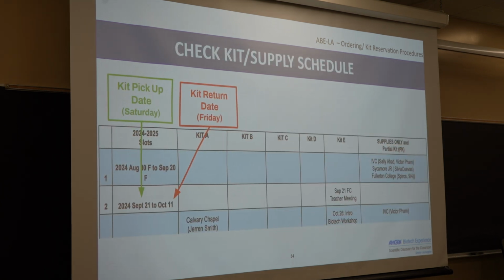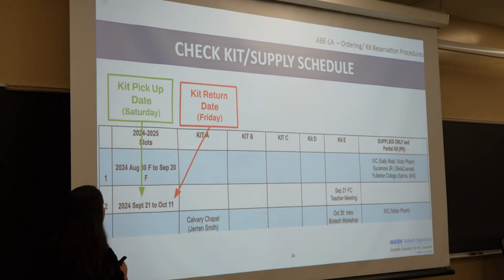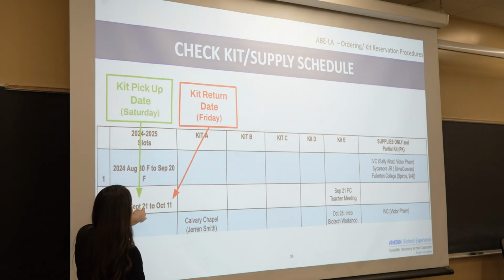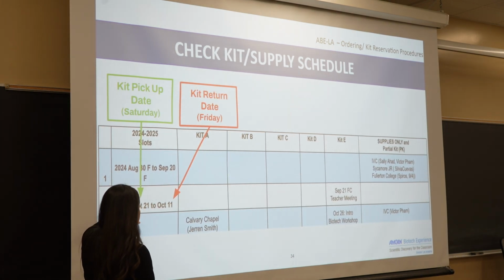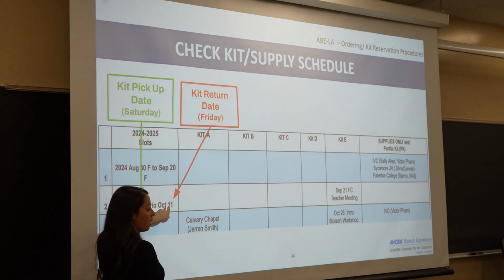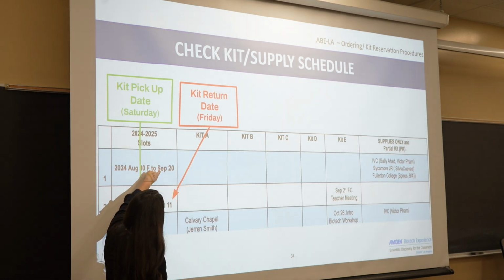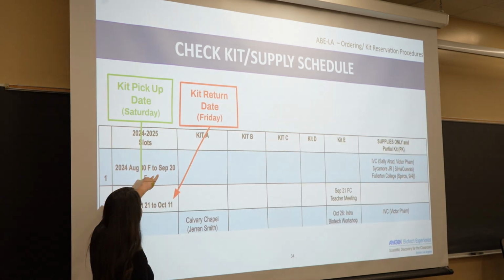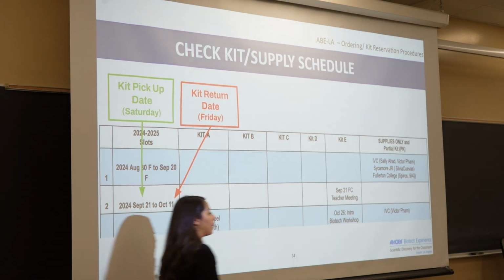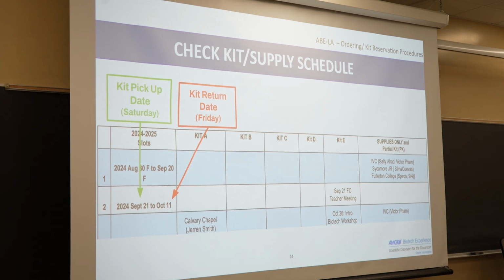So this is the calendar. This is what it will look like on our page once you click it. The kit pickup date is this date right here, which is always going to be on Saturdays. And the kit return date is going to be the Friday, the day before. So this day right here would be a kit return date. Friday, and then Saturday, we'll turn over all the kits and get them ready for the next pickup. Does that make sense? Okay.